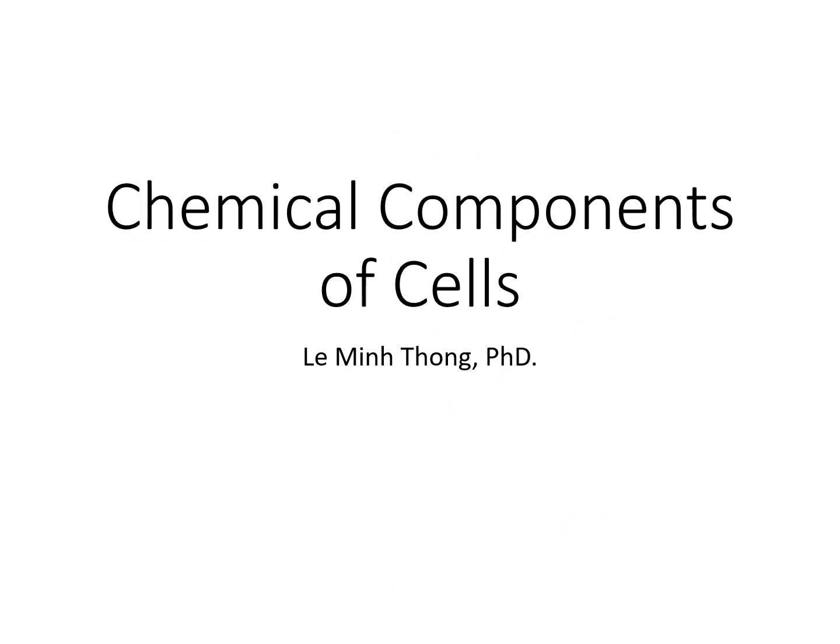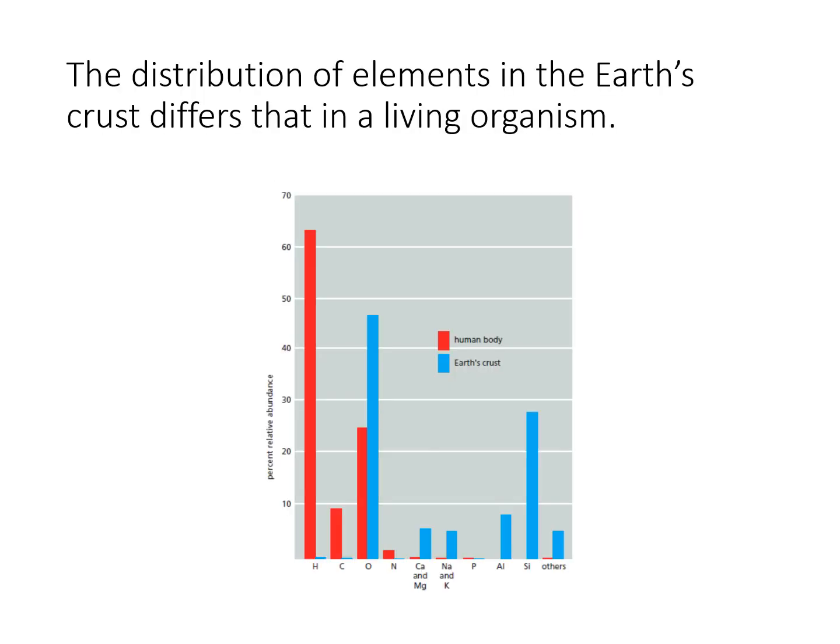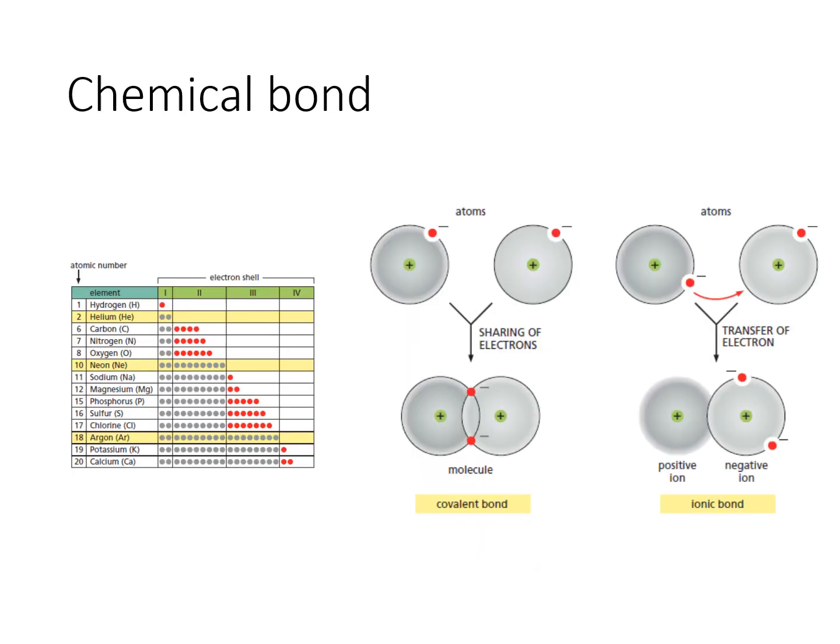Okay, so we go a little bit more about the chemical components of the cells. This is quite a difference between the earth and the cells. You see that the cell is very favorable for hydrogen, carbon, oxygen, and nitrogen. We have the four dominant atoms in our cells, in the human body. And other ions are quite few, but essential. We need them.